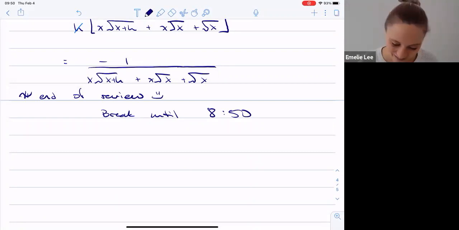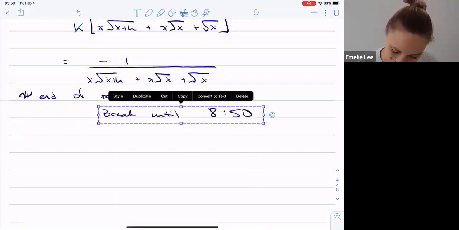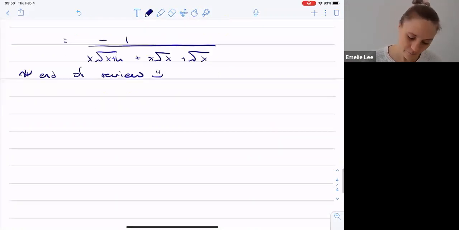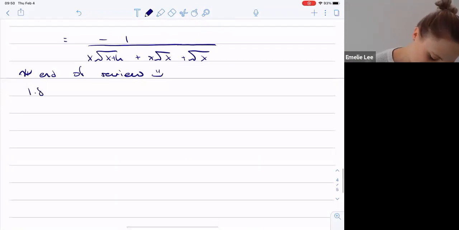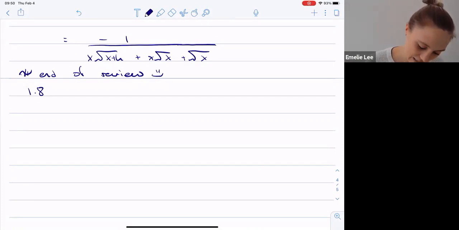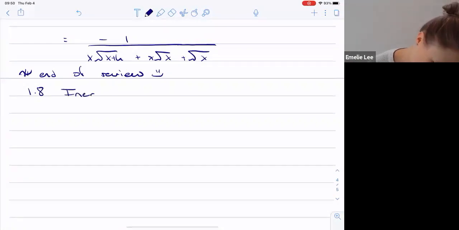So, big review today, yikes. Not my intention actually, but it's good to work through all that. All right, so section 1.8 is on inequalities.